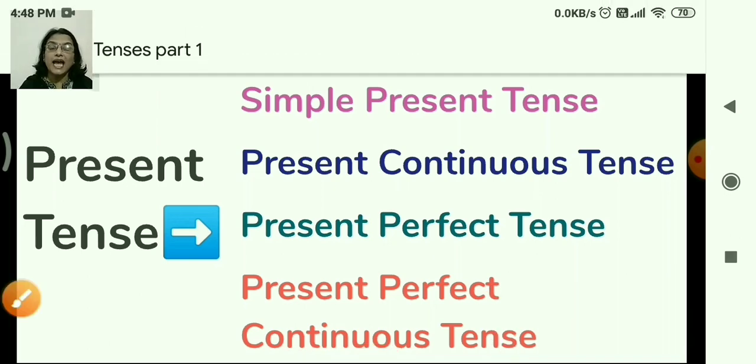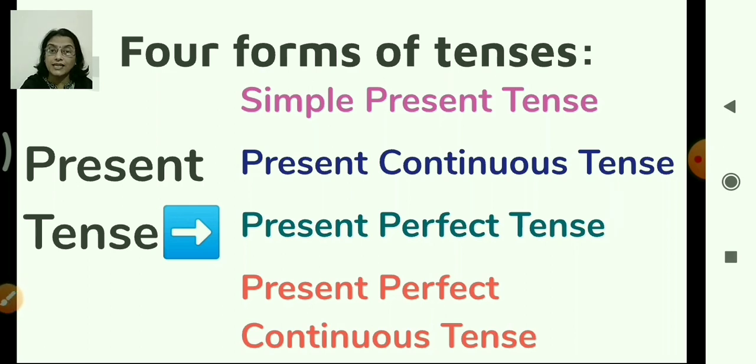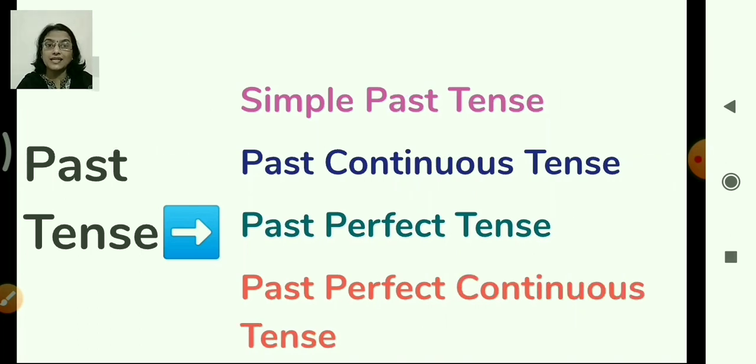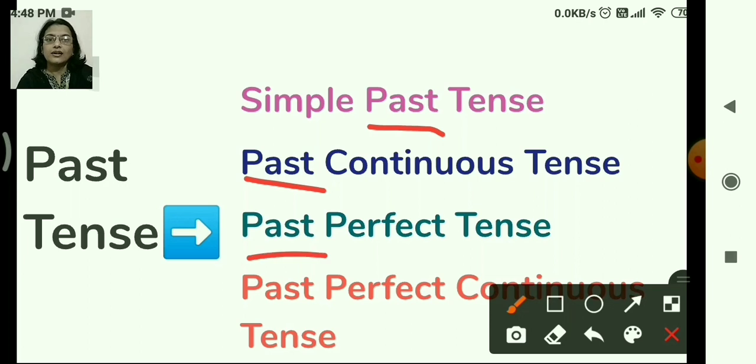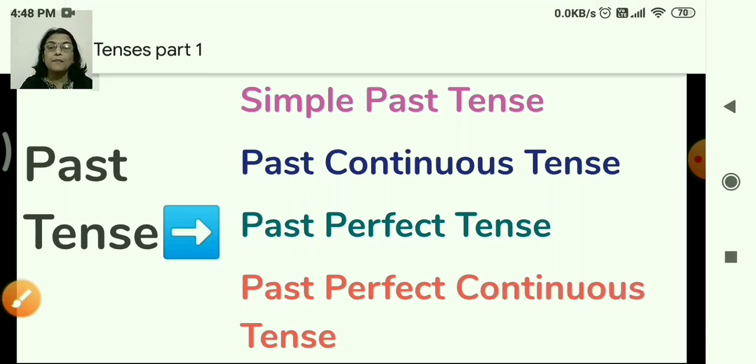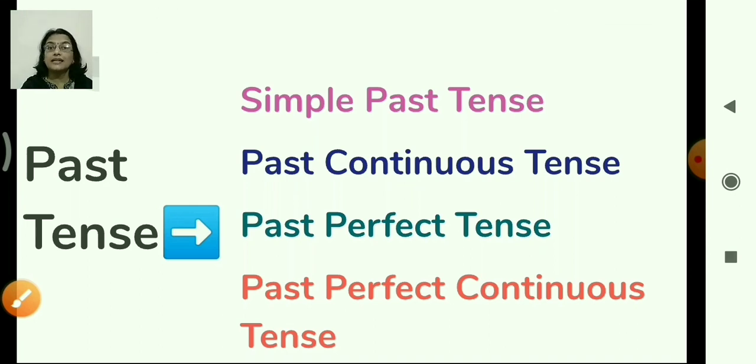Now the way we had four forms of the present tense, the same way we have four forms for the other two tenses also, that means for the past tense and the future tense. Let's see. Now past tense. Again the same thing. Only the tenses are changed here. You can see past, right? So it is simple past tense, past continuous, also called progressive, past perfect tense, and past perfect continuous tense.